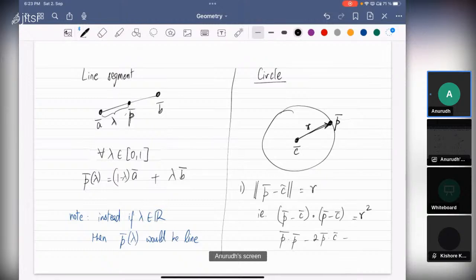P dot C plus C plus R square. So yeah, you have a quadratic equation here in terms of P, where the multiplication here is the dot product. Usually P is the point that we're trying to parameterize, and C is something that's given to you. So you can write the equation of a circle, or you can define an arbitrary point on a circle by this constraint.